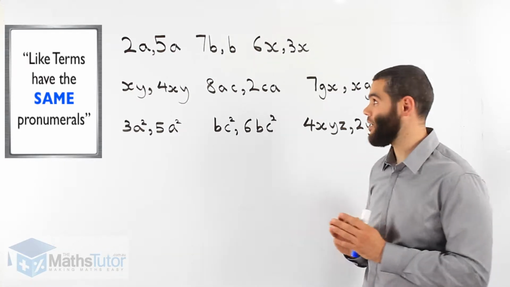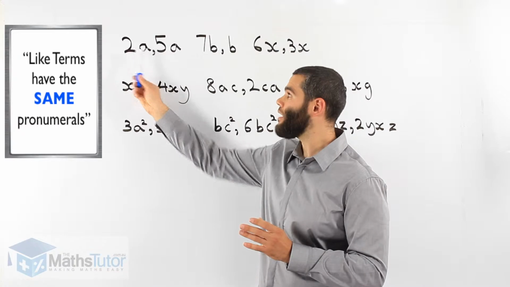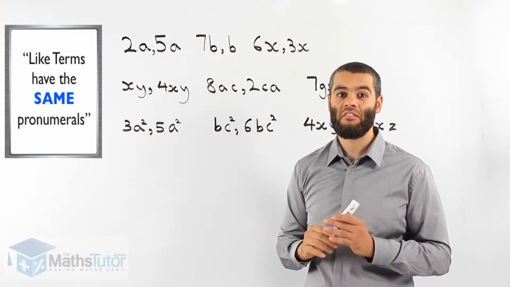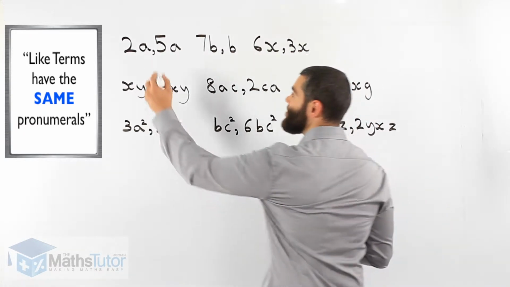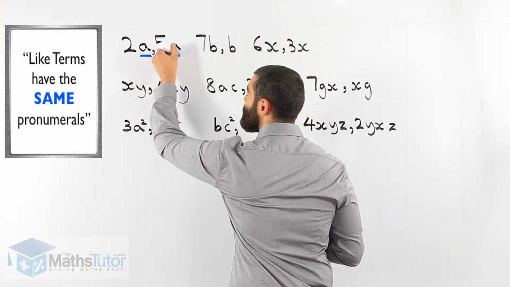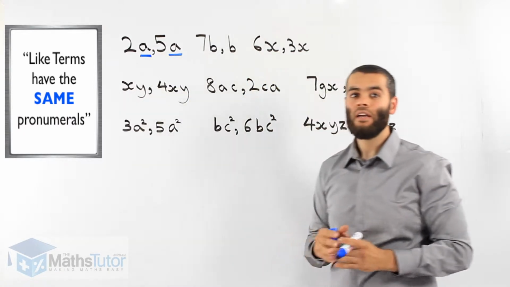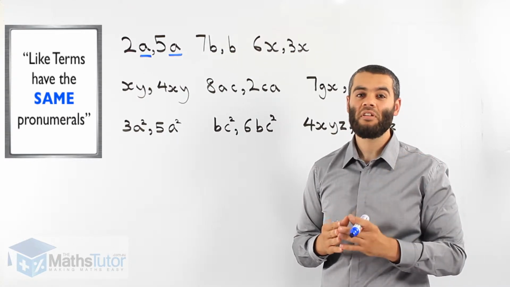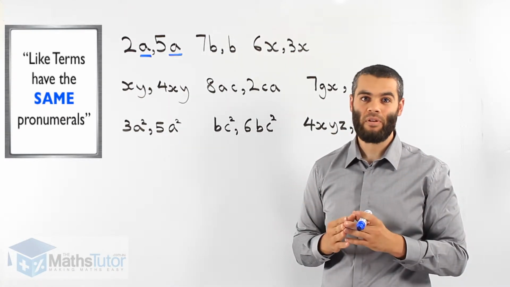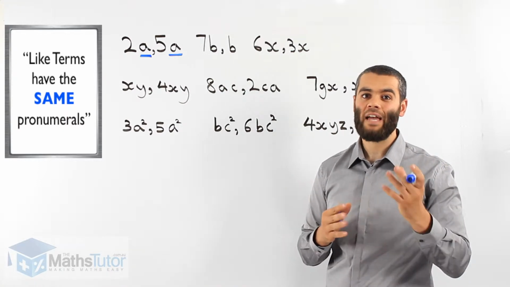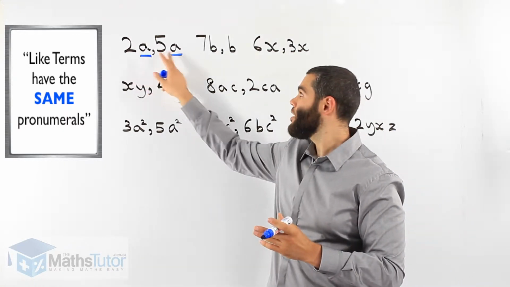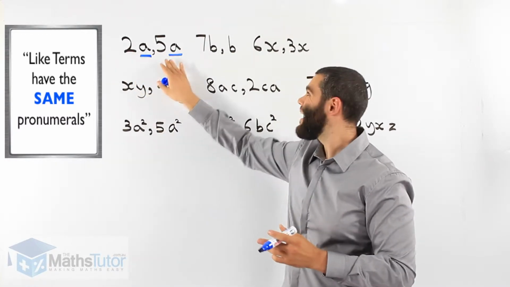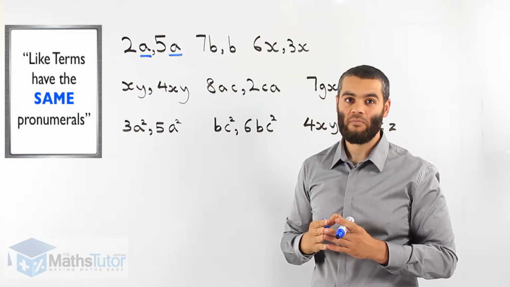Let's see what like terms are. Now this is a term, 2a, and this is 5a. Are they like terms? The answer is yes. Why? Because they have the same pronumeral, a and a. I like to tell students to think of it this way: 2 apples and 5 apples. You can add them up. A for apples. So a pronumeral and a pronumeral, they are the same here and here. Therefore, 2a and 5a are like terms, so you can add them up.